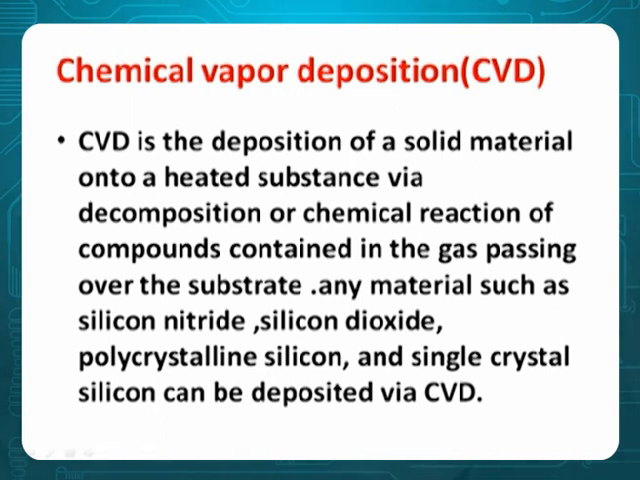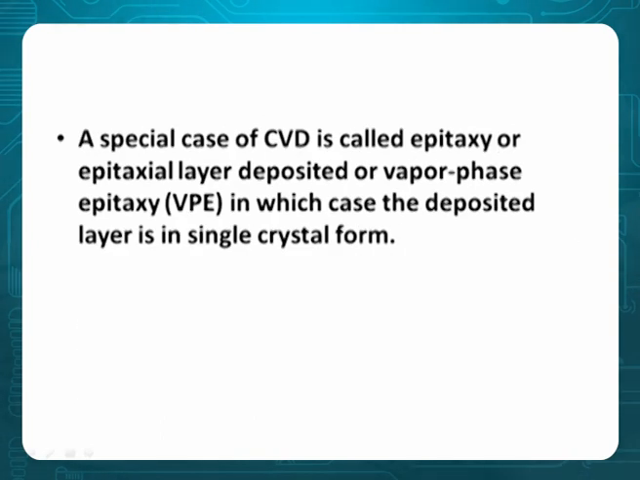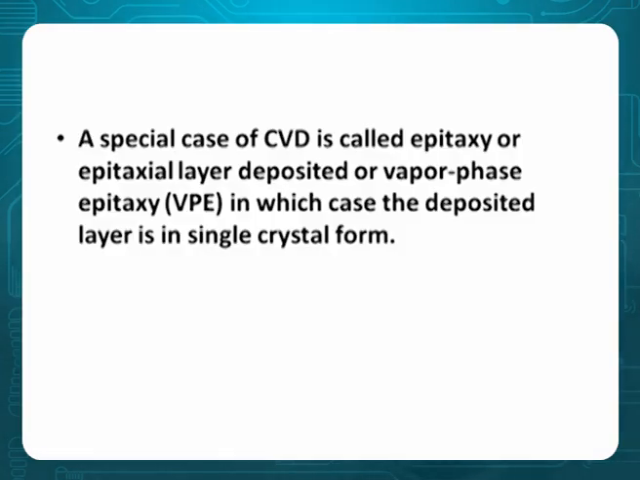So this is about chemical vapor deposition. A special case of CVD is called epitaxy. Epitaxy means one upon the other. An epitaxial layer is deposited on a wafer by vapor phase epitaxy, in which case the deposited layer is in single crystal form. So this is also a process where chemical vaporization is taken care of in order to make ICs.